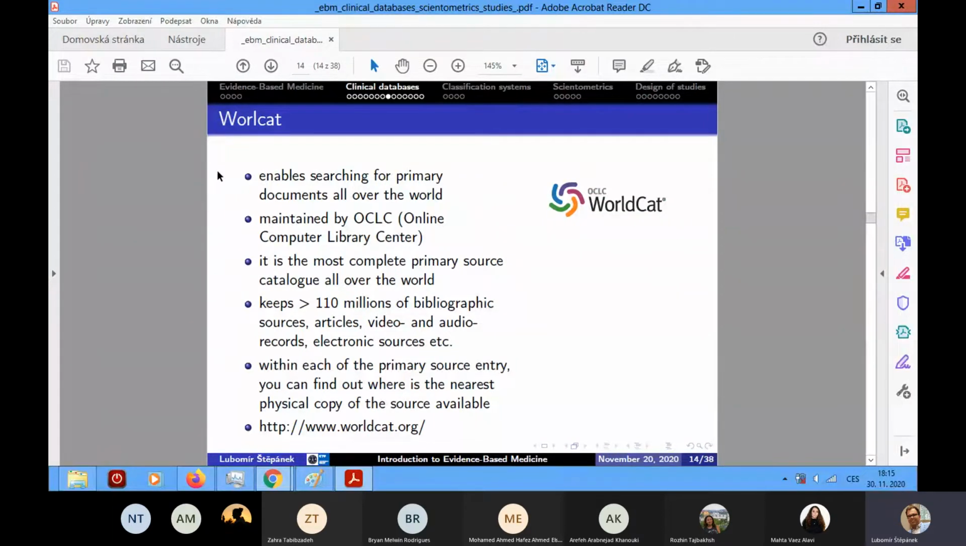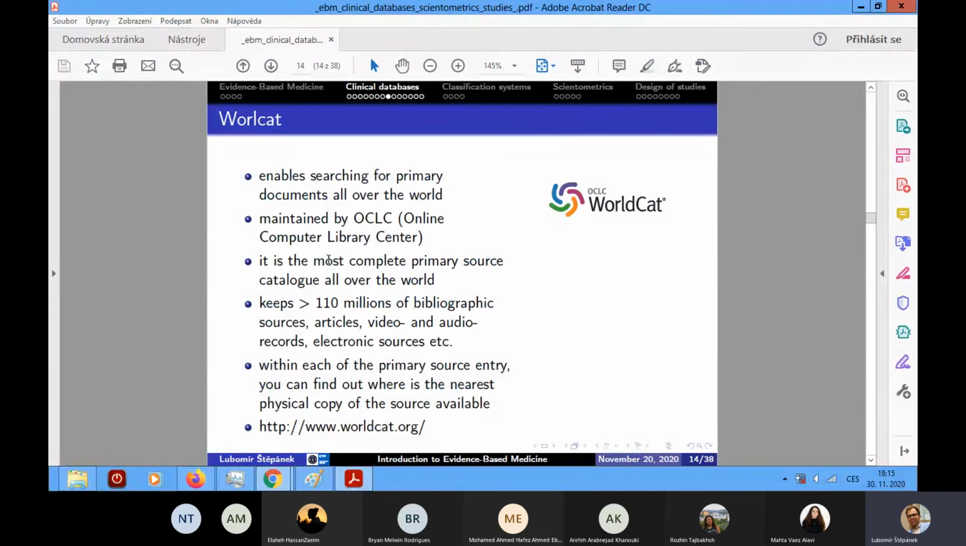It's good to know about it. It's like, for example, you know what Amazon is about, or what, for example, Google is about. If you know these general services, then it's also good to know what WorldCat is about, what WorldCat can provide. WorldCat enables simply searching for primary documents all around the world, and this is a relatively interesting service. Since it's all around the world, I'm just going to go to the link. It's maintained by the Online Computer Library Center, and it's the most complete primary source catalog all around the world.